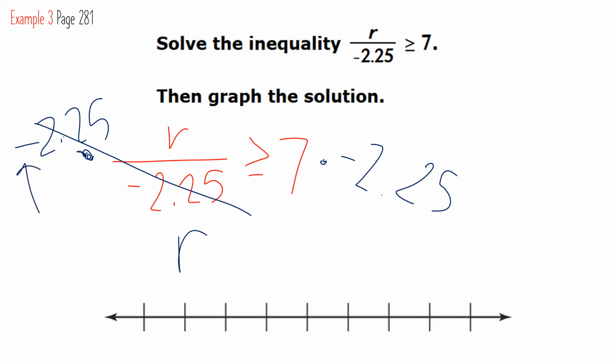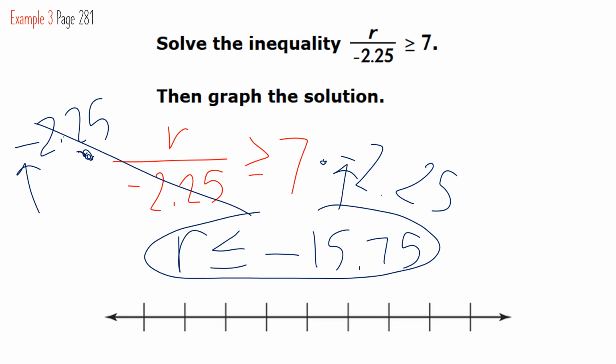Now we multiplied both sides by a negative. That switches our inequality. So now it's less than or equal to. And positive times a negative is a negative. 7 times 2.25 is 15.75. So my solution is r is less than or equal to negative 15.75.